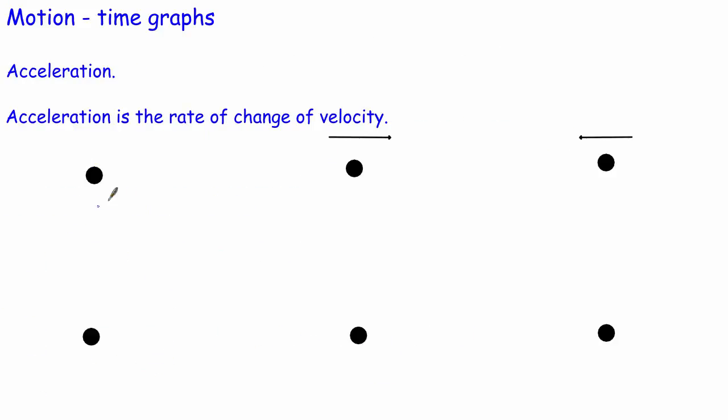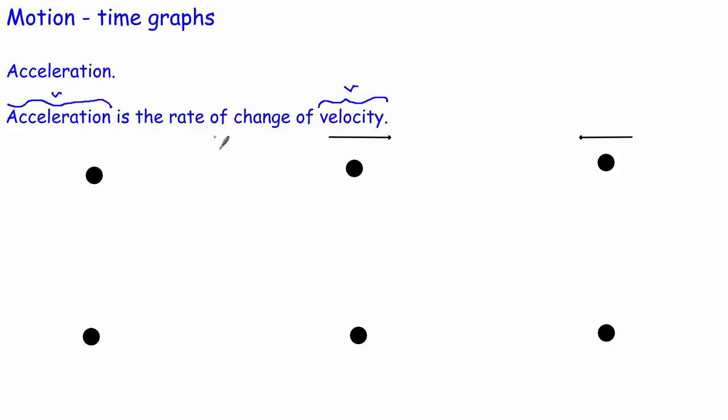So the final thing we're going to look at is acceleration. Now, this is the definition of acceleration. Acceleration is the rate of change of velocity. So velocity is a vector. Acceleration therefore must also be a vector.